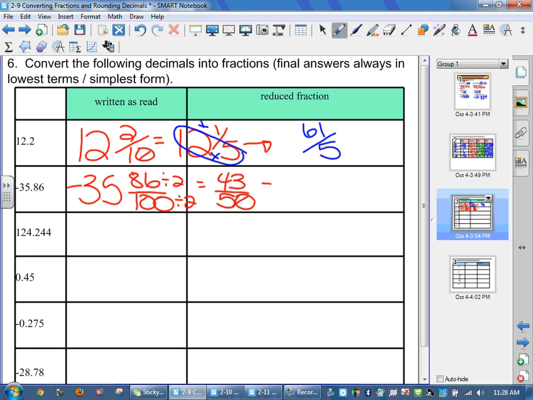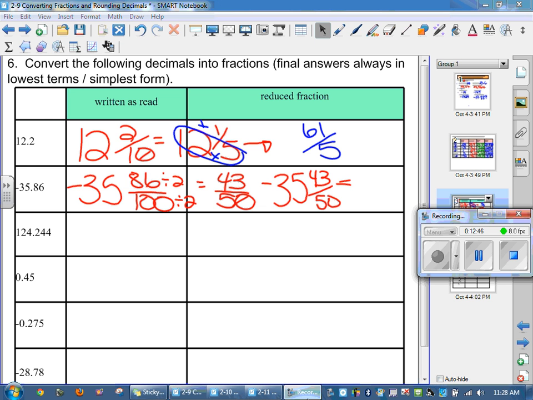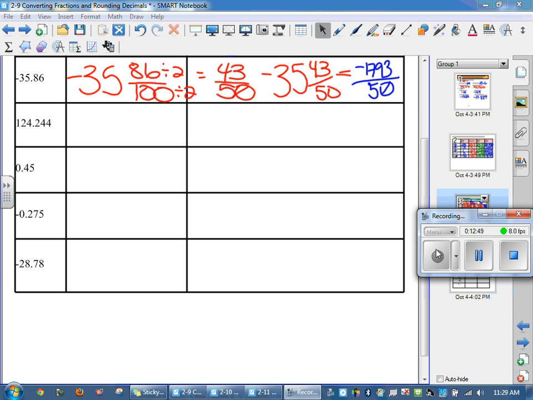Okay, so now we've got to change that to an improper fraction. Okay, so you're going to notice we're going to get a really big negative number on top, 1793, and our bottom, the 50, stays the same. Will it go any lower? No, this one does not. Okay, let's take a look at our third example here. How many digits are after the decimal? 3 digits are after the decimal, the 2, the 4, and the 4. So how many zeros will be on the bottom? 3, so we're in the thousandth.